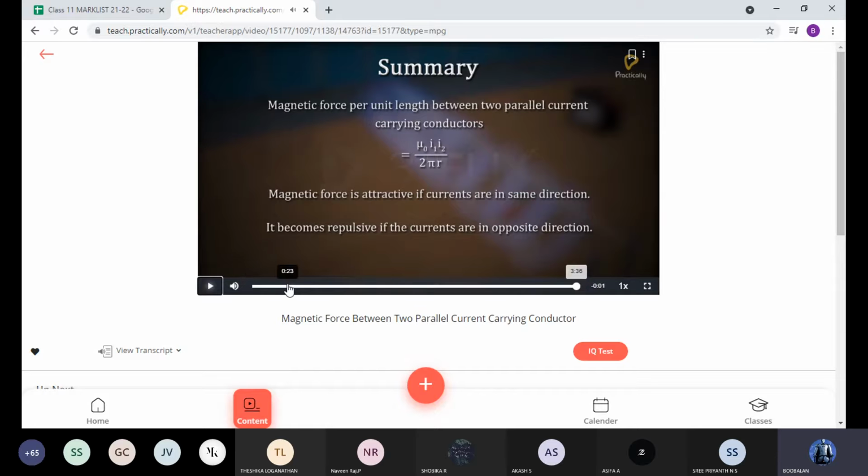Take notes. Key point. Magnetic force between two parallel current carrying conductors. So formula: mu naught I1 I2 divided by 2 pi r. The magnetic force is attractive if currents are in the same direction. Opposite direction means repulsive to each other. The formula is magnetic force per unit length, F by L, not for F.